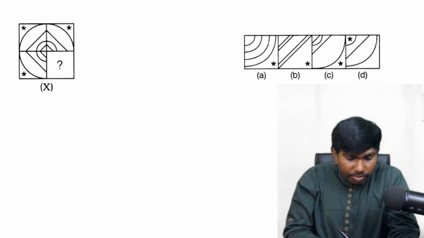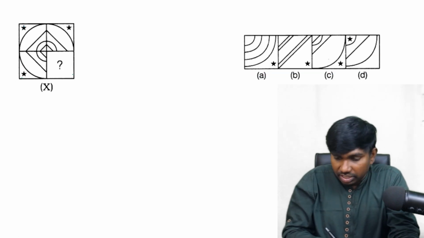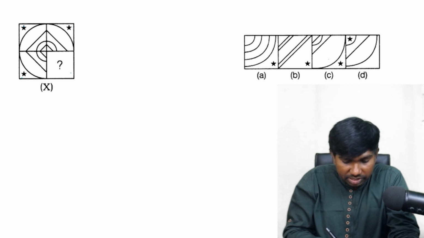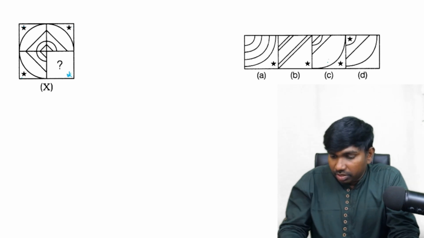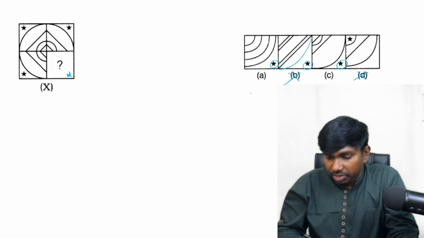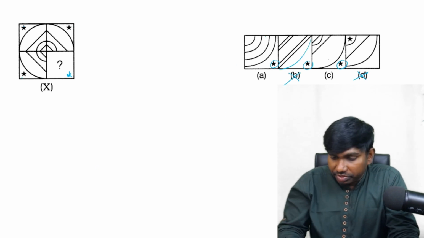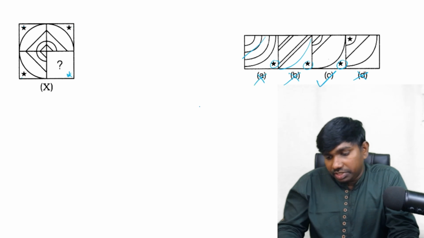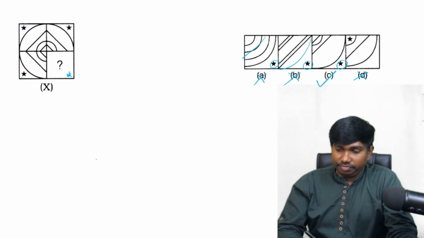Next question. Top left, top right, bottom left, there are stars, and that means there must be a star in the bottom right. Bottom right, star, star, star. It cannot be. And there is no curved line in this. Cannot be. And there is no straight line in this. It cannot be. So the answer is figure C.